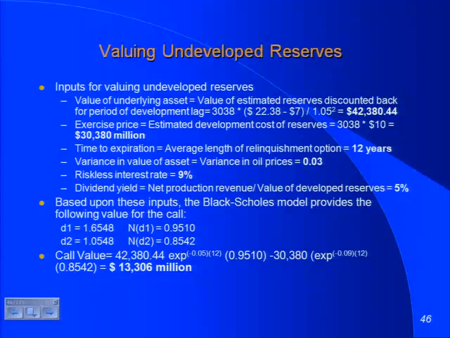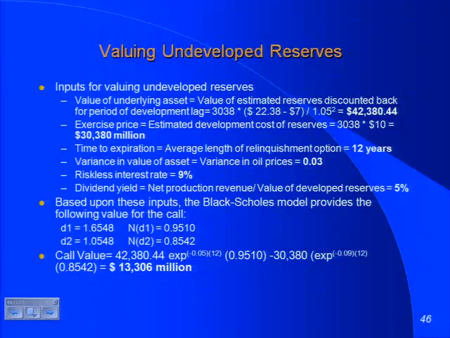I have 12 years that I can play this game, right? These reserves are already in the money, but I can wait. Maybe oil prices will go up. The riskless rate over that period is 9%. The variance in oil prices is 0.03, so oil prices could change. And every year that I'm waiting, I am giving up some cash flow. So that's captured in that 5% cost of delay. I plug it into the model, a consolidated option with all these inputs.